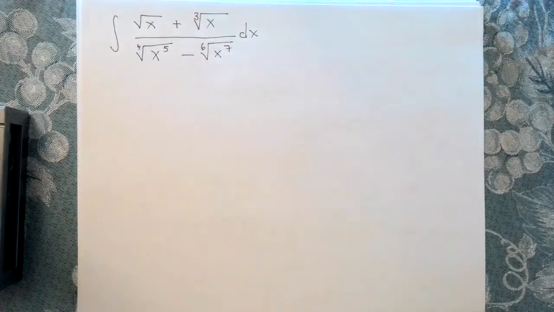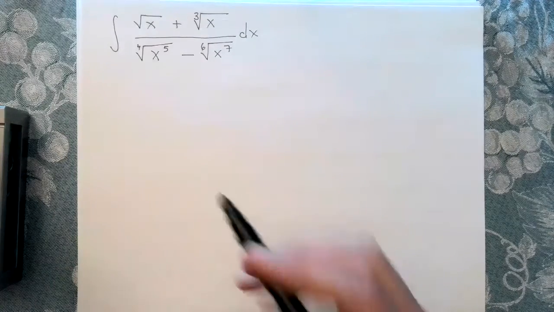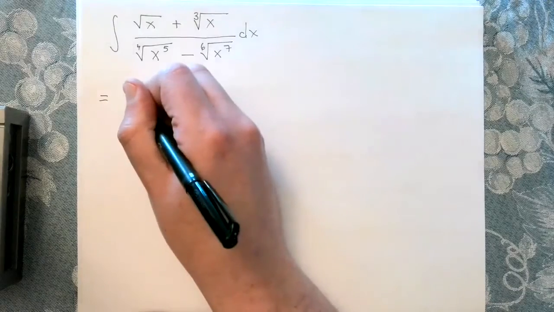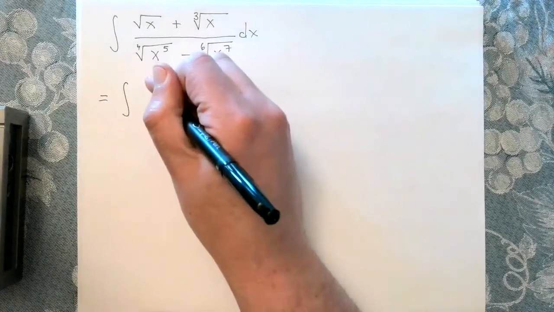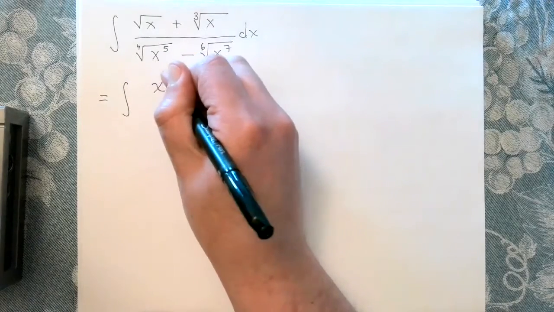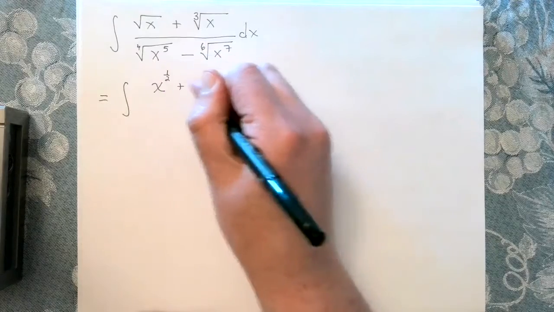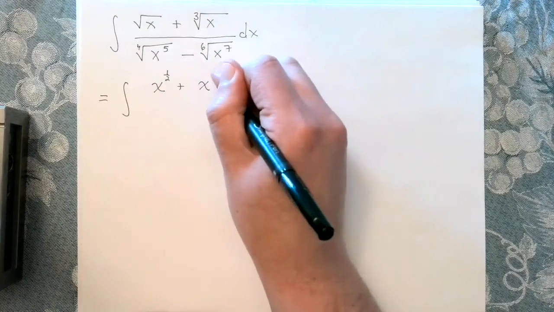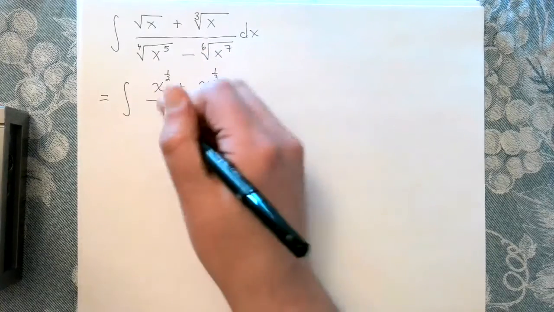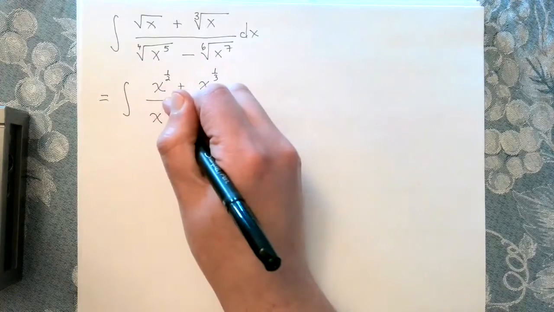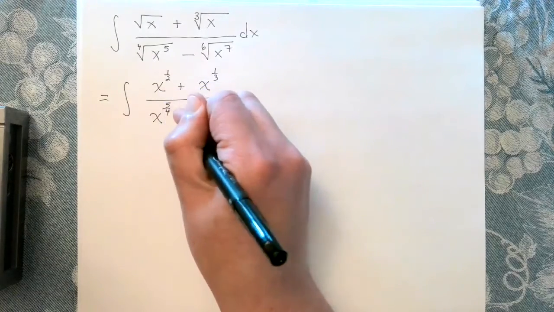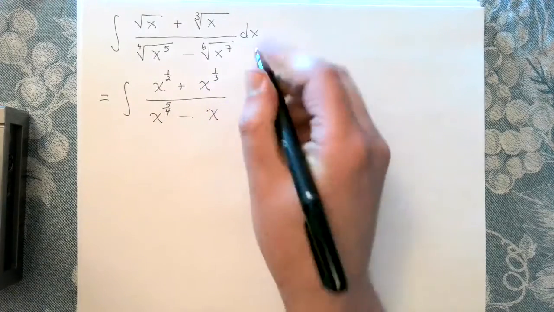We've got the integral of the square root of x plus the cube root of x over the fourth root of x to the fifth minus the sixth root of x to the seventh. Okay, so the very first thing I want to do is rewrite this in terms of fractional exponents. So this is going to be x to the 1/2 plus x to the 1/3 over x to the, looks like 5/4 power, minus x to the 7/6 power.